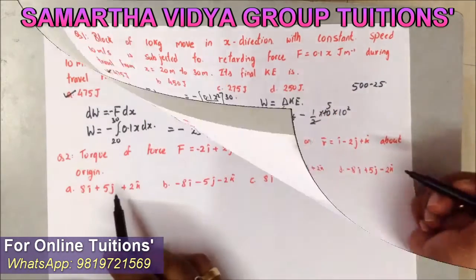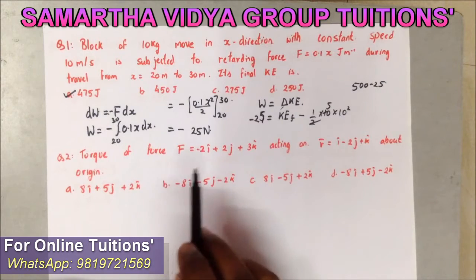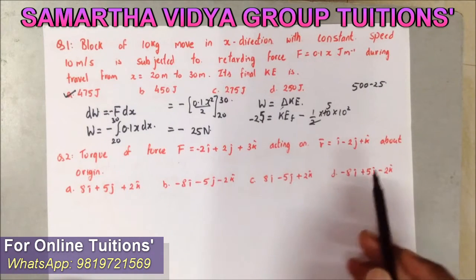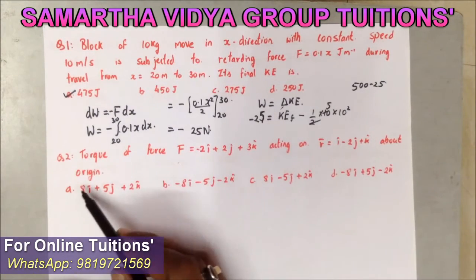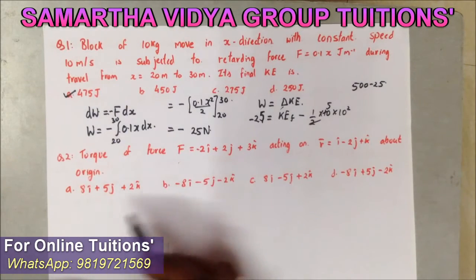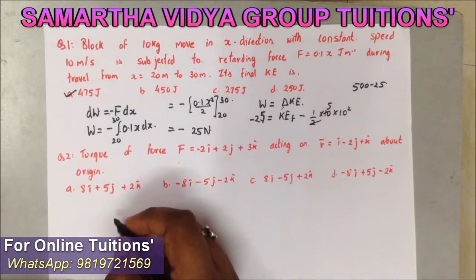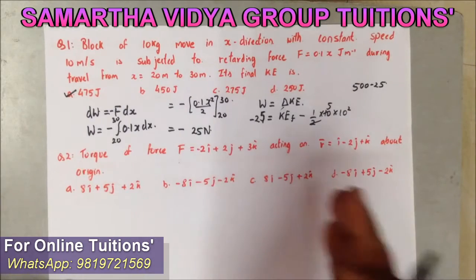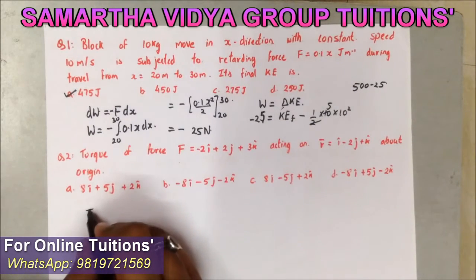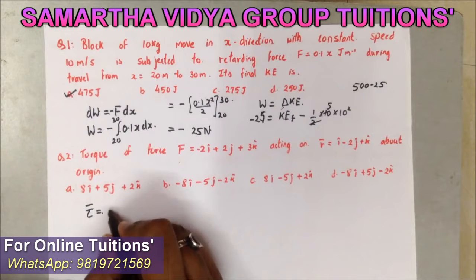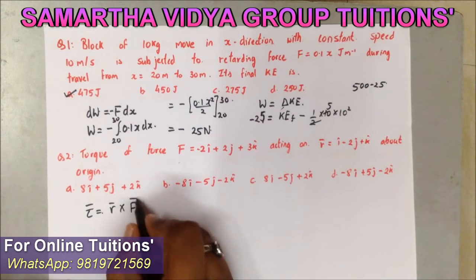That's nothing but the option. Moving to the next one, we need to find the torque which is going to be produced by this particular force acting in this direction and about the origin. Whenever it is about the origin, we need to just find the cross product of R cross F. So your torque is going to be nothing but R cross F bar.